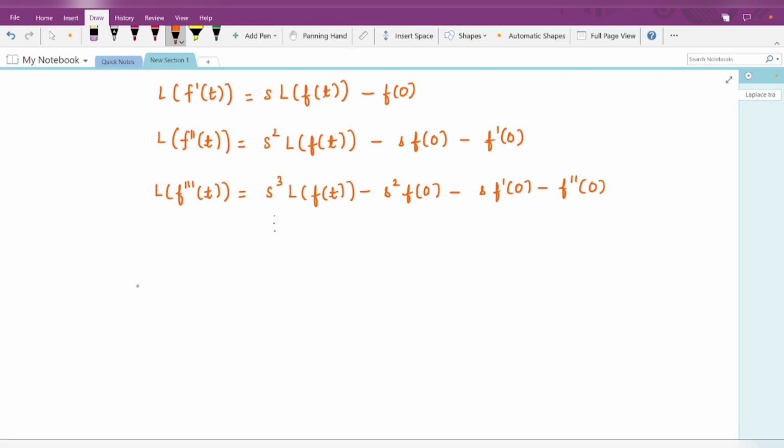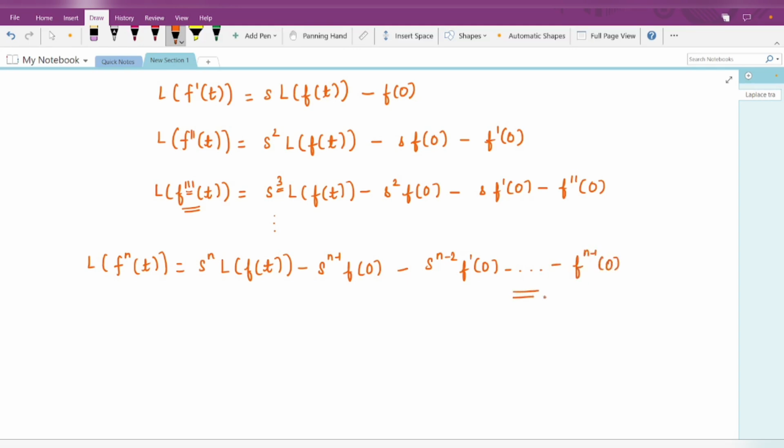So here there will be no need of finding the derivatives again and again of the function and then proceeding ahead. You can simply use these formulas. So in general, the Laplace transformation of f n of t will be equal to s raised to n. Observe that for the third derivative, the power of s was 3. So for the nth derivative, s raised to n L of f of t minus s raised to n minus 1 f of 0 minus s raised to n minus 2 f dash of 0, moving on like this up to the n minus 1th derivative at t is 0. So this is the formula by which we can find the values for the higher derivatives.